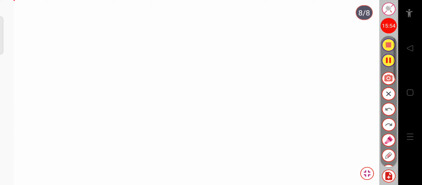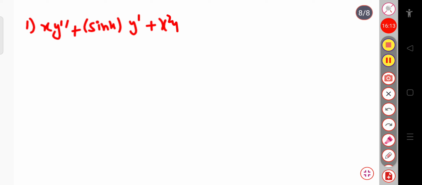Now let us take the first example. Suppose the first question is x y double prime plus sin x y prime plus x square y equal to 0. This is our question. The first step is to divide by the coefficient of the highest order term, that is y double prime, whose coefficient here is x. So here you have to divide by x throughout the equation.